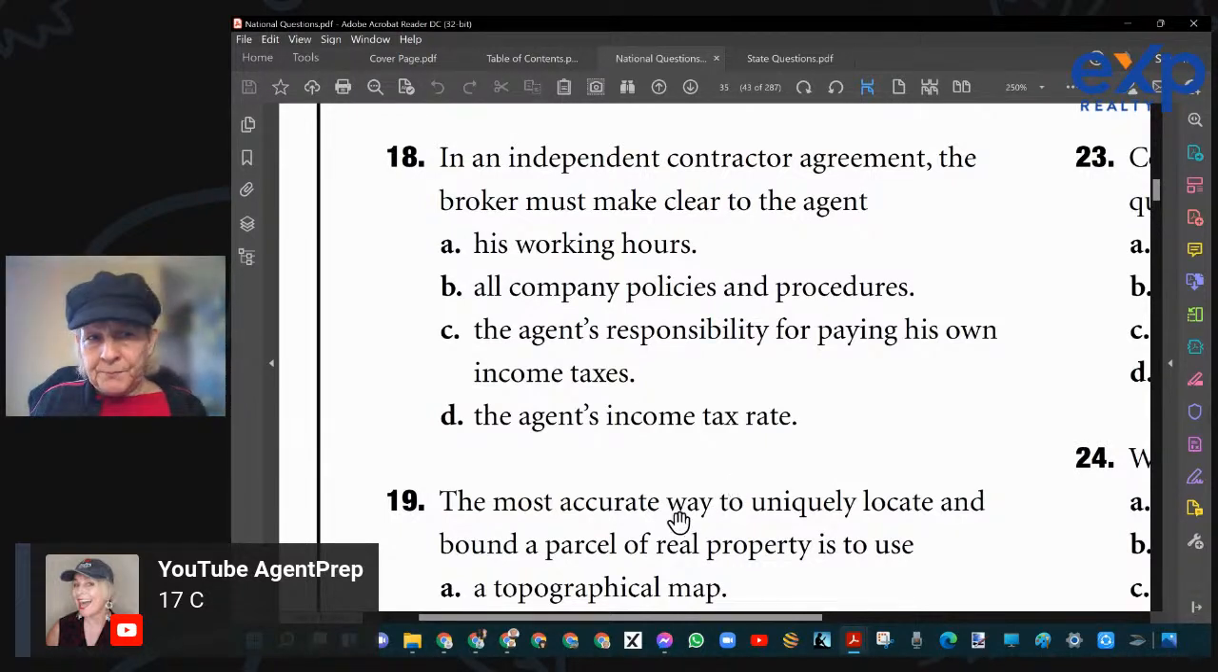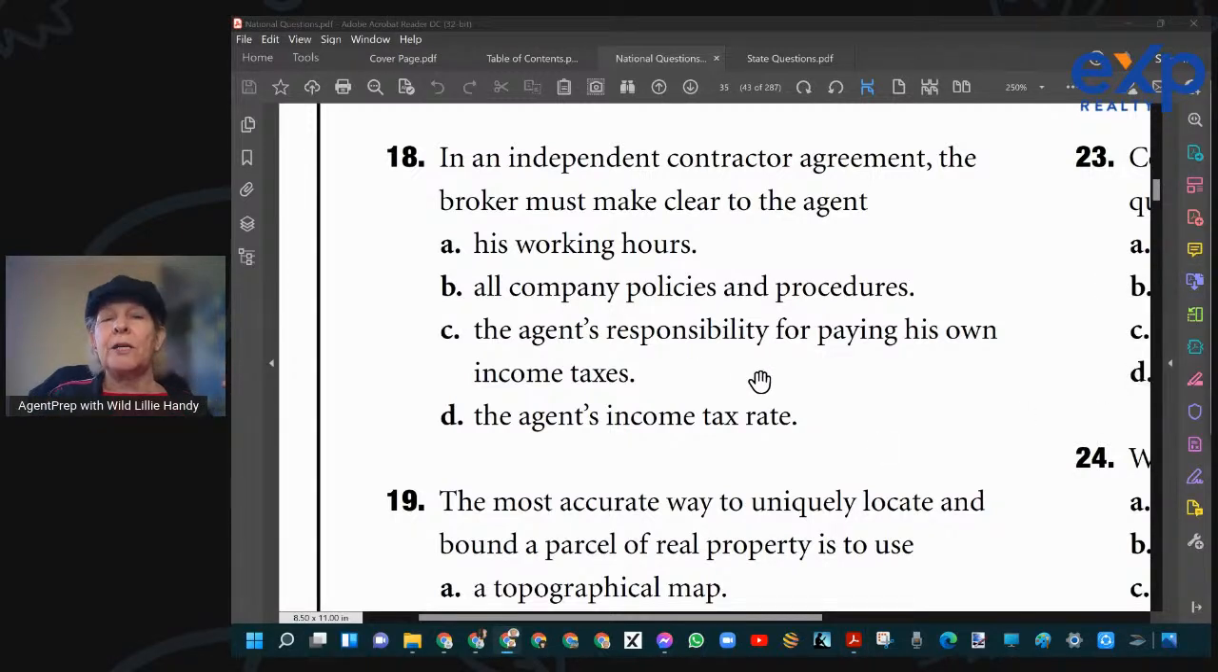Okay, 18. In an independent contractor agreement, the broker must make clear to the agent what? So we are independent contractor agents, right? We're independent contractors, so we have to sign an ICA, an independent contractor agreement. The broker must make clear to the agent what things?